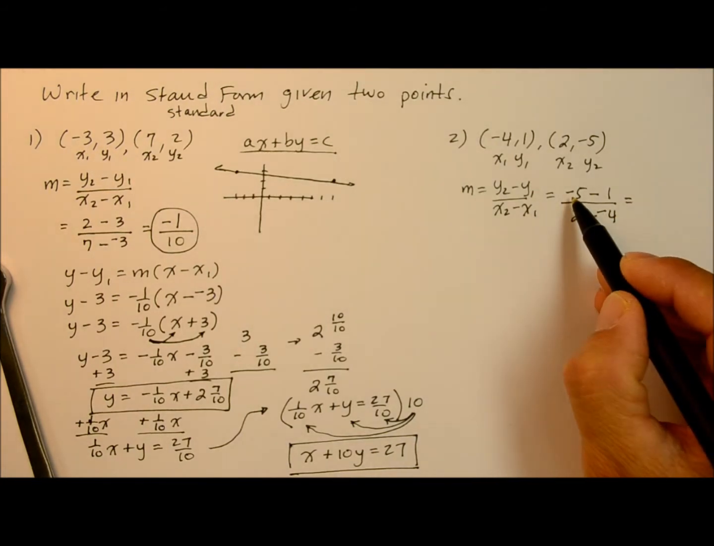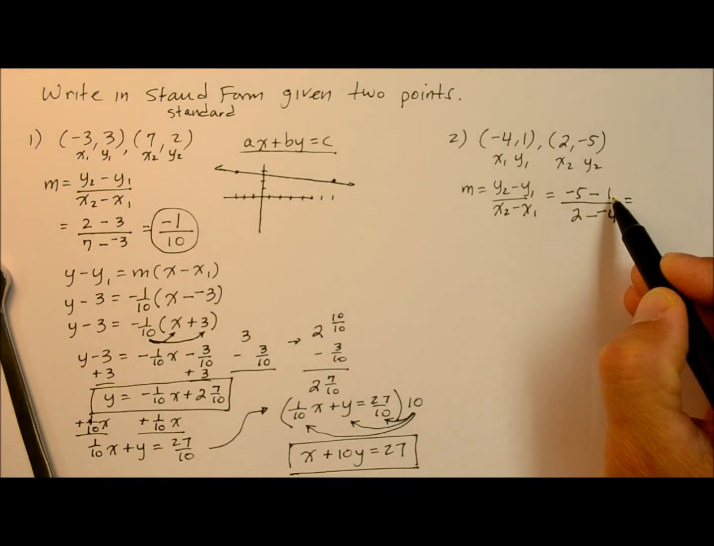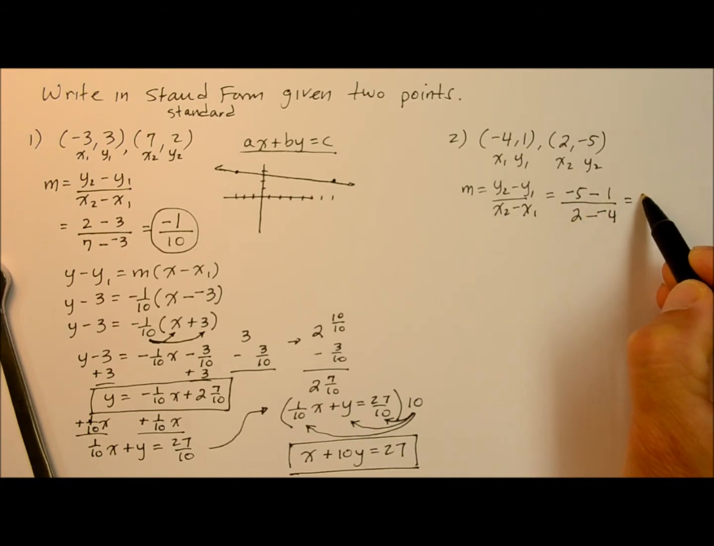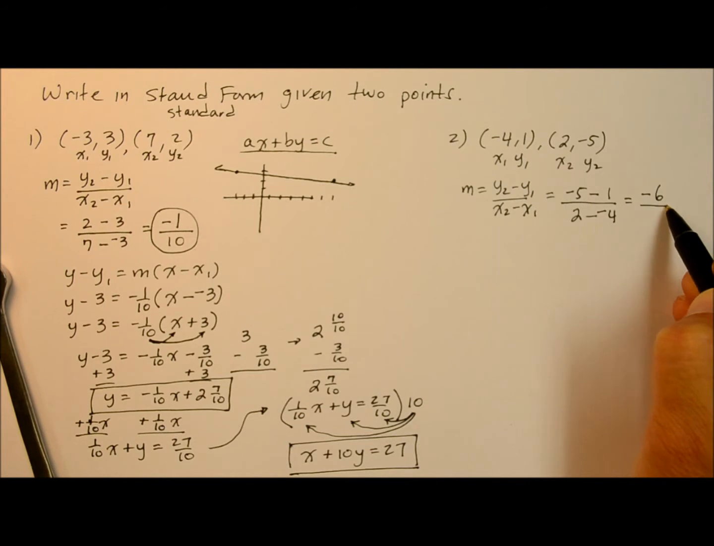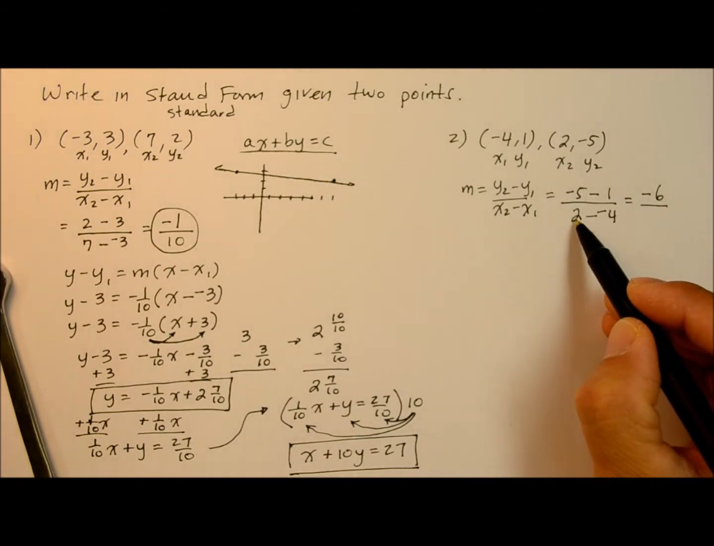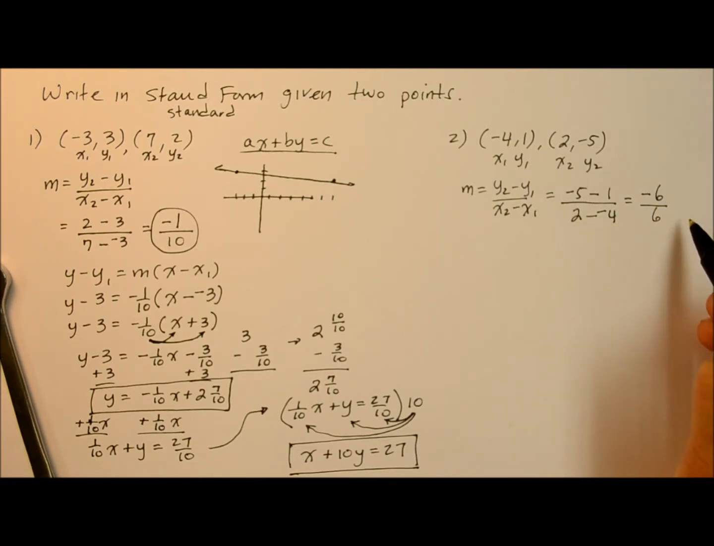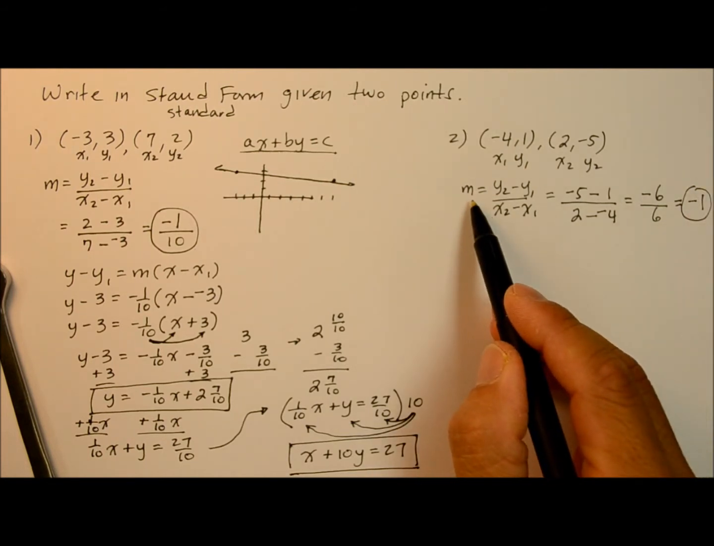So when you evaluate the top, negative 5 minus 1, it's like saying you take out $5, take out $1 more, you owe the bank $6. Now, 2 minus negative 4, when the negatives are side by side like that, it becomes plus 4. So 2 plus 4 is 6. And negative 6 over 6 simplifies to become negative 1. So that's your slope. That's your m.